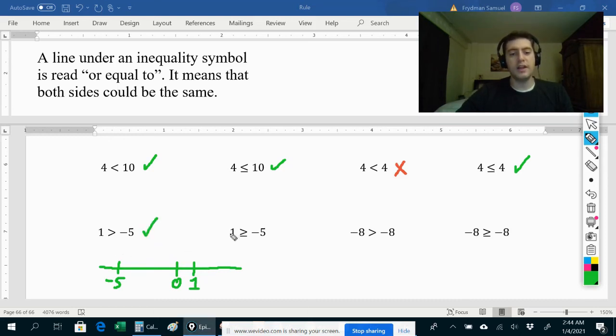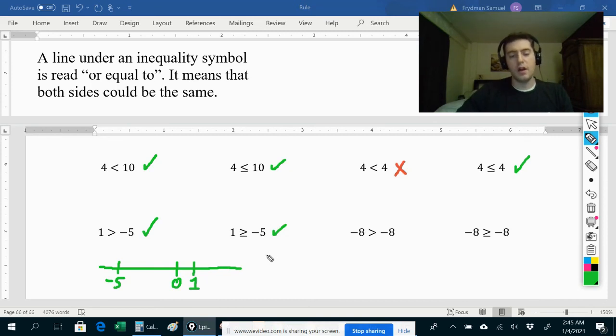What about 1 is greater than or equal to -5? Well, 1 is not equal to -5, but that's okay because as long as this one is true, 1 is greater than -5, then we can say the statement overall is still true.